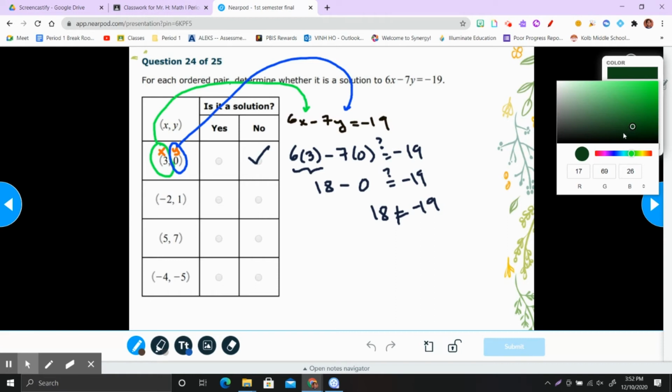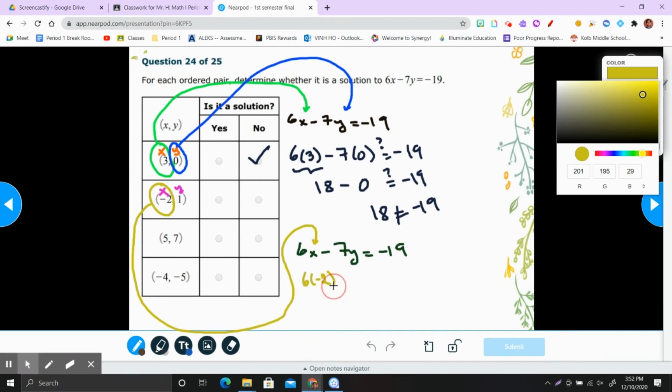That's it. The idea is plug in x and y. We're going to do it one more time. 6x minus 7y equal to negative 19. We will check the next point, this one, x and y. Your x value is negative 2. We're going to take this and plug into the x. It's negative 2. So 6 times negative 2. Then we plug in the next point. Y is 1. We're going to take this and plug it in place of y. Minus 7 times 1. Is that equal to negative 19?